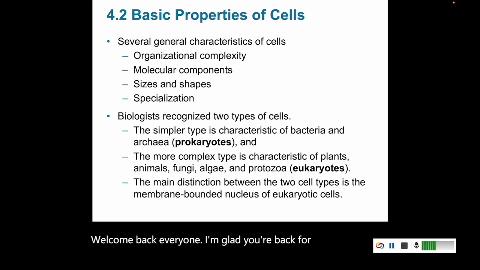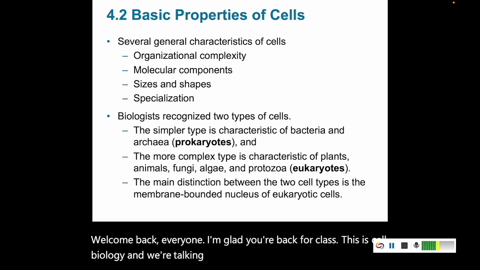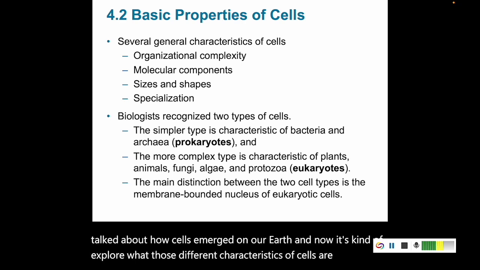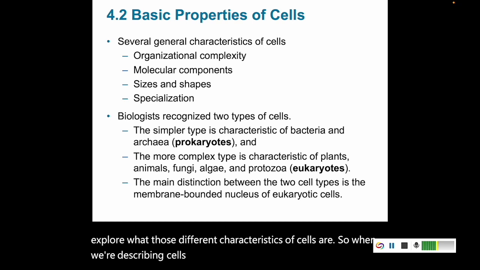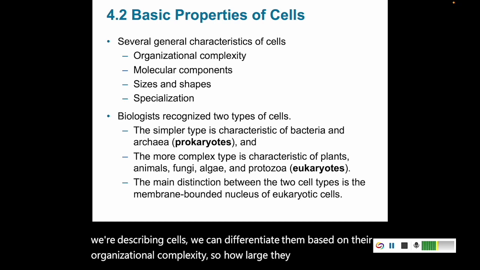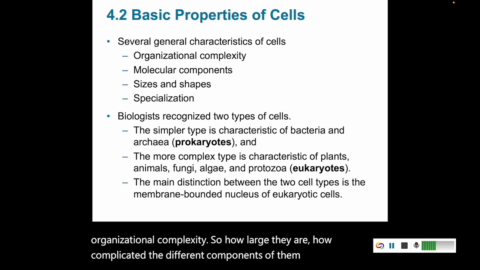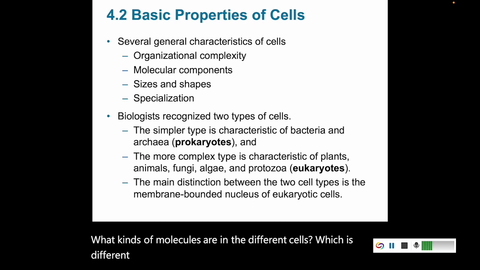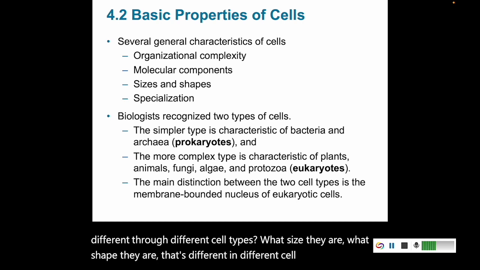This is cell biology, and we are talking about the properties of cells. We just talked about how cells emerged on our Earth, and now let's explore what those different characteristics of cells are. When we're describing cells, we can differentiate them based on their organizational complexity, so how large they are, how complicated the different components of them are. We can characterize them based on their molecular components, what kinds of molecules are in the different cells, what size they are, what shape they are, which is different in different cell types, and how they're specialized.